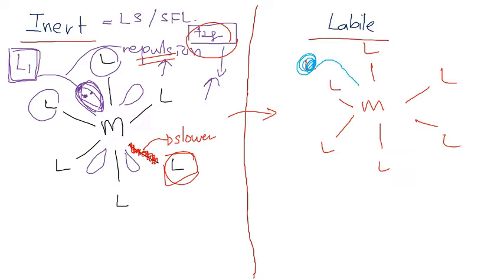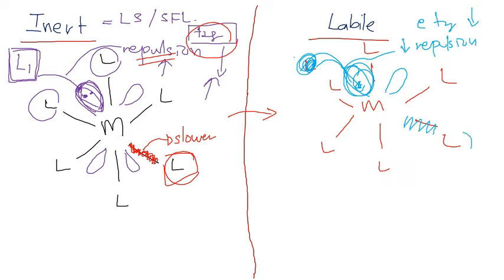Your new ligand can easily attack the metal. Why? Because the electrons at T2G are lower, so you will create lower repulsion. When there is lower repulsion, it is easy for it to enter and easy to attack the metal. When it is easy to attack the metal, it is easy for this ligand to leave. That is what slower and faster mean.